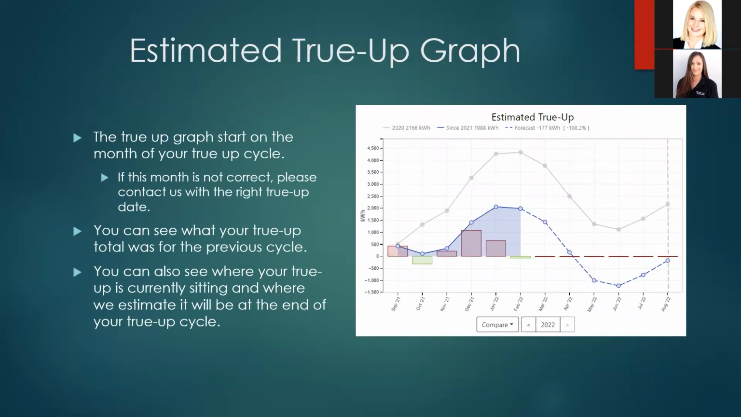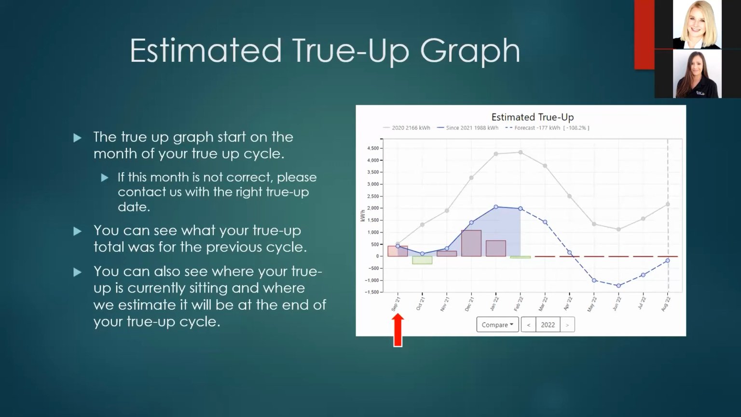Last thing that we are going to review today is the estimated true up graph, which is on the right side when you have your utilities connected. The true up graph should start with the month of your true up cycle. If it does not, please contact us and we can correct it on our end. We do not always have the information, or if something had changed on your account, we do not automatically get that date from PG&E. So if you do see that that is off, please let us know, because that will factor into what your estimated true up will be at the end of the year.